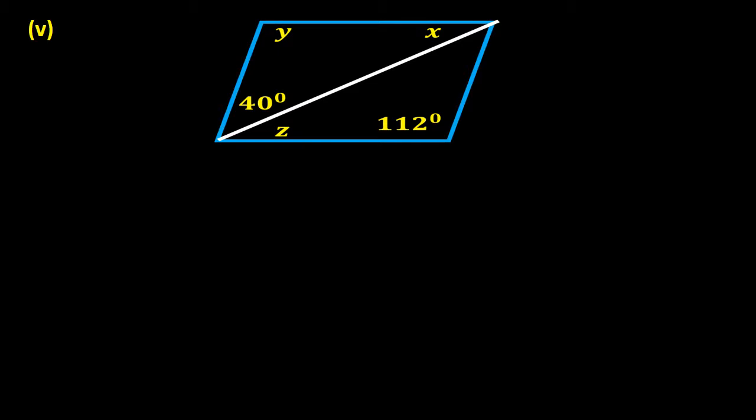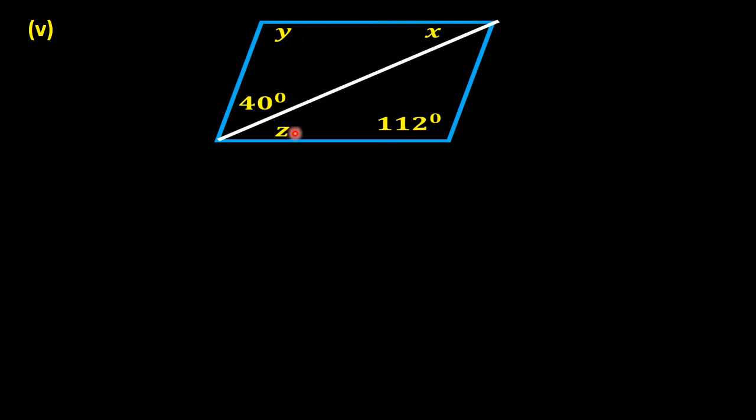Now let me solve another question from question number 2. This is the fifth sub question, and here this is the given parallelogram, and this angle is 112 degree, this angle is y, this angle is x, this upper angle is 40 degree, lower angle is z. And here also we need to find the value for x, y, and z.